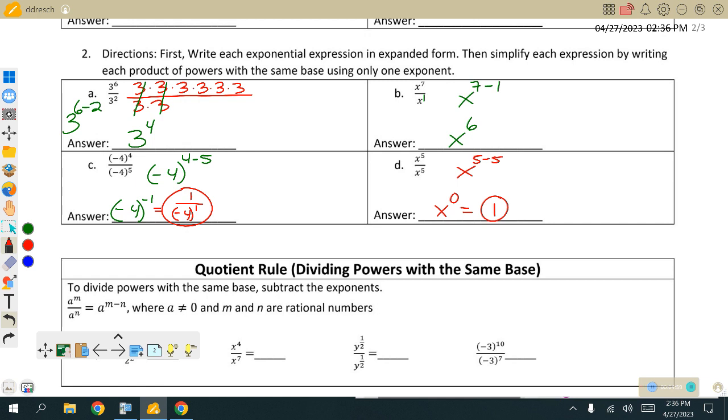Everybody get out your calculators. I don't care if it's a graphing calculator or if it's Desmos. Type that in right now.